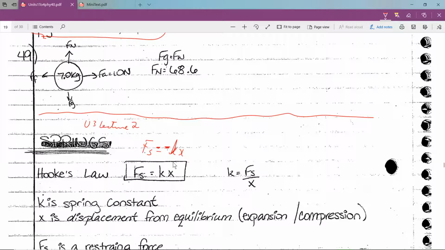So K is called the spring constant, so it's Fs over X. K is sometimes written as Ks. So the spring force over X, the units of force are newtons, the units of X, which is the stretch from equilibrium or the compression from equilibrium, would be meters. So the spring constant is called newtons per meter.